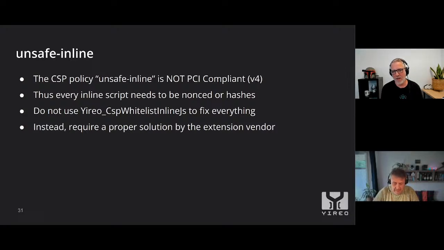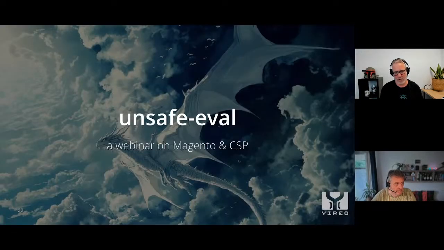As a first step into this whole story, I've created a module called CSP whitelist inline JS. Don't use it, because my module is not aware of all of the scripts that are out there. It doesn't differentiate between an evil script and a completely legal script. Who does? Well, that's either the extension vendor or the system integrator, and either one needs to go in and actually detect whether a certain inline script needs to be dealt with or not. So in short, there's a lot to say about inline scripting, and that's one of the problem areas you need to go into.